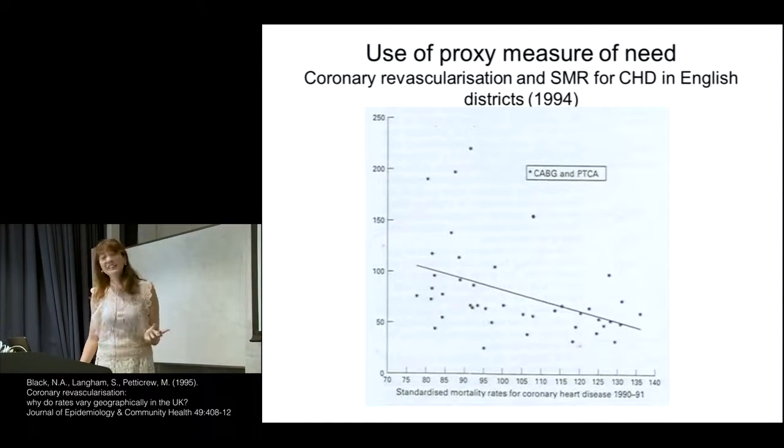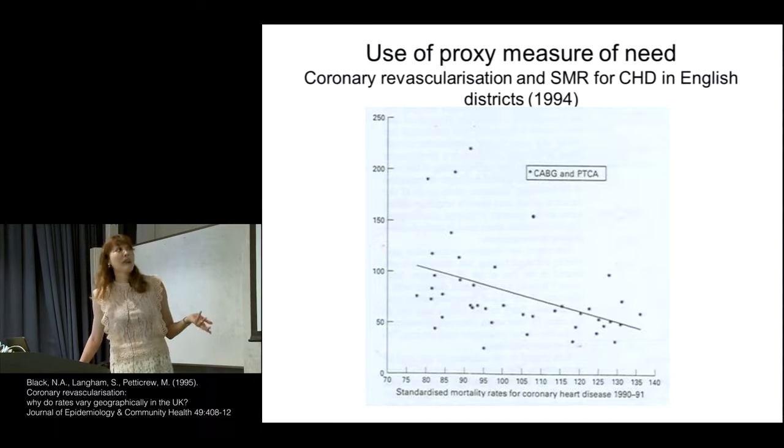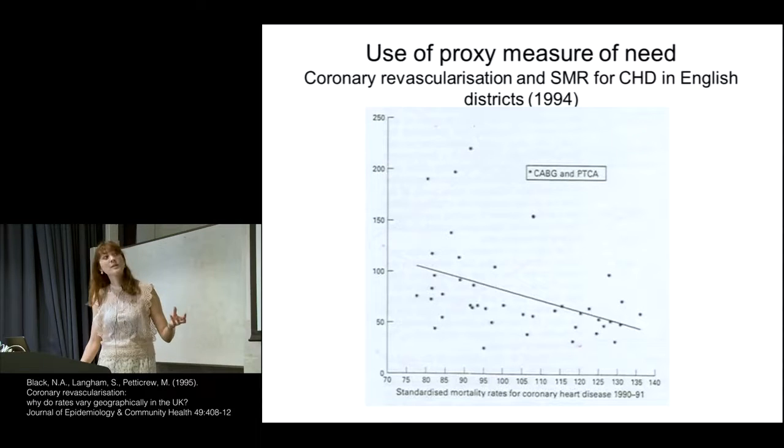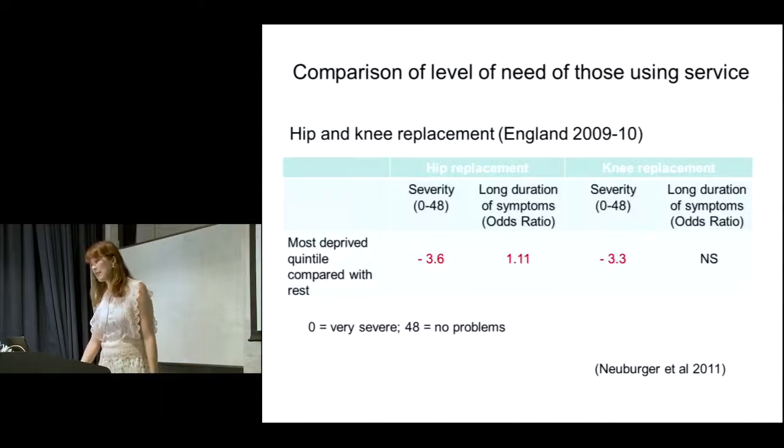And this is in England, which was surprising when this was found. This is a system based on process equity. Like we can see the inverse care law working here. Those who have the lowest level of surgery have the highest level of need.